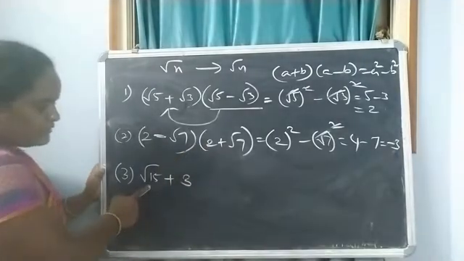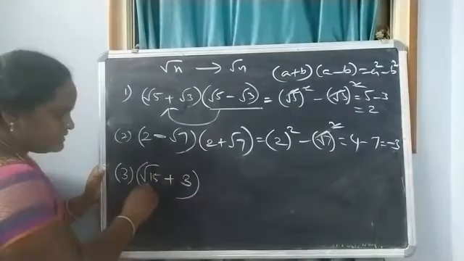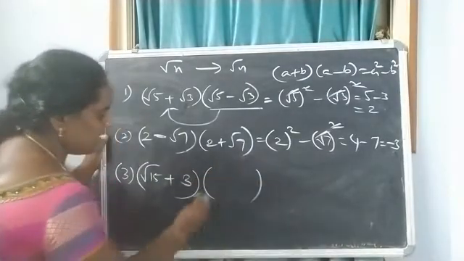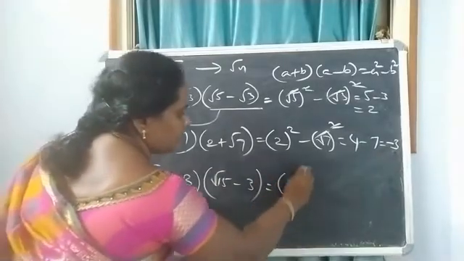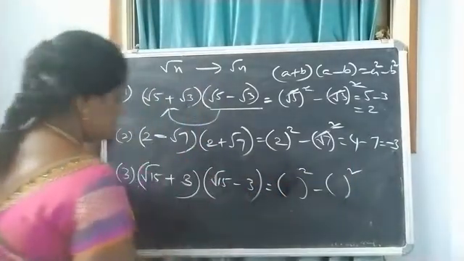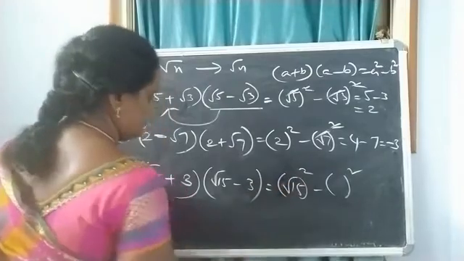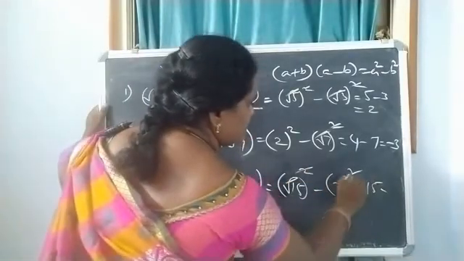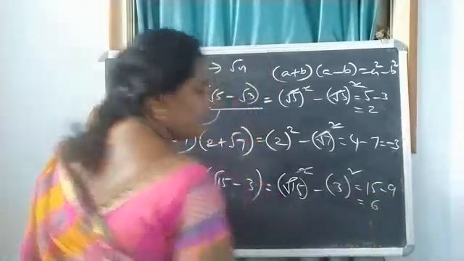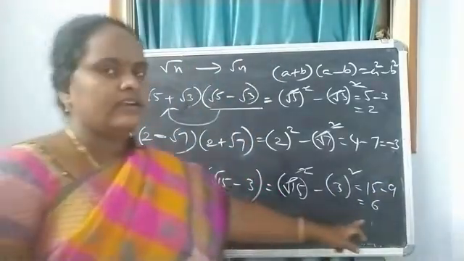In the similar way, root 15 plus root 3. This is like a plus b. So let us take a minus b. So a square minus b square. So root 15 whole square minus 3 square. Square and square root get cancelled. 15 minus 3 square is 9. So 15 minus 9, that is 6. So here also we got a rational number.